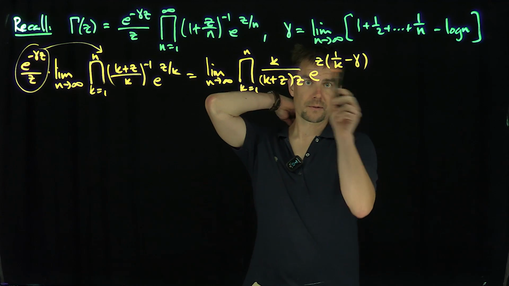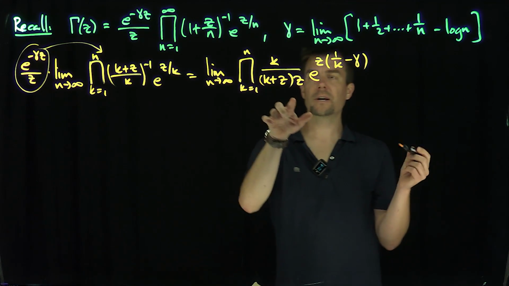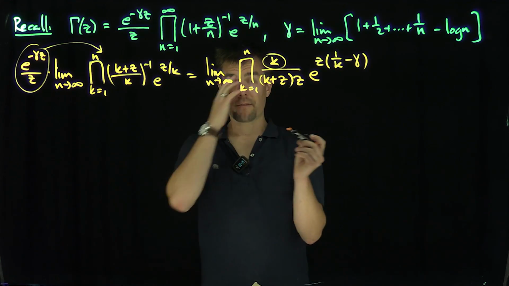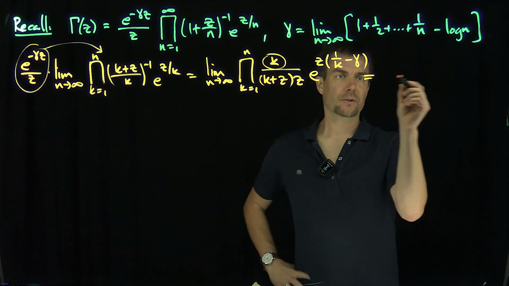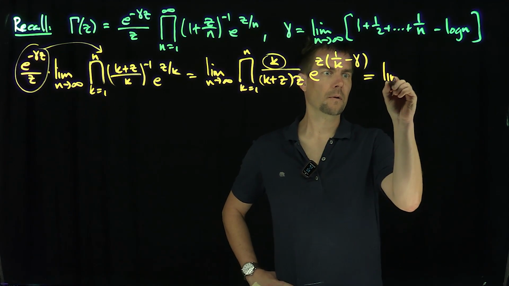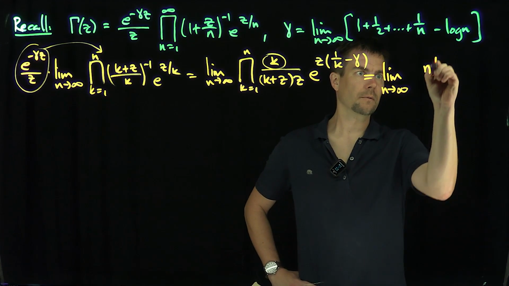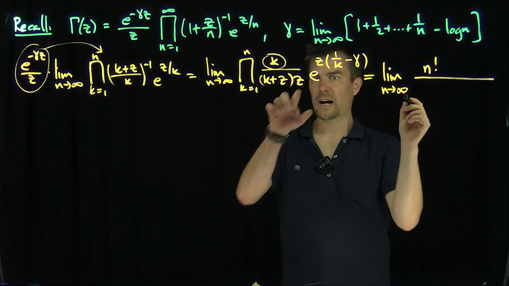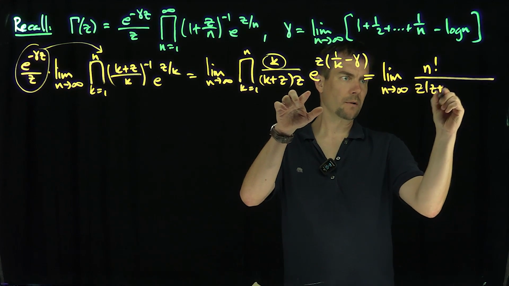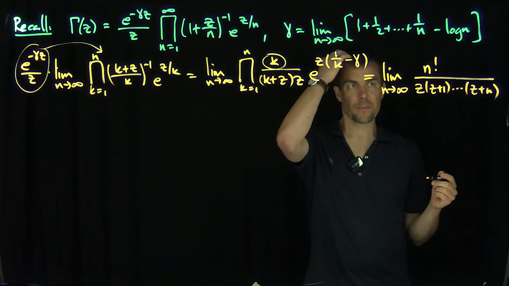And so now, of course, we can cancel these things out over here and conclude what? These terms over here are going to give me an n factorial. So it's the limit as n goes to infinity of n factorial, all divided by what? I'll have z times (z plus 1) up to (z plus n), like that. Good. And then what's left over here?